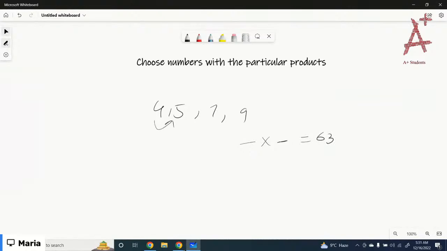Just check these two. 4 times 5 makes 20. That means this isn't the correct option. 7 times 5 is 35. Again, this isn't the correct option. Got it?